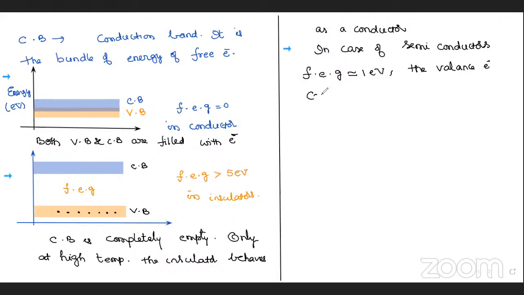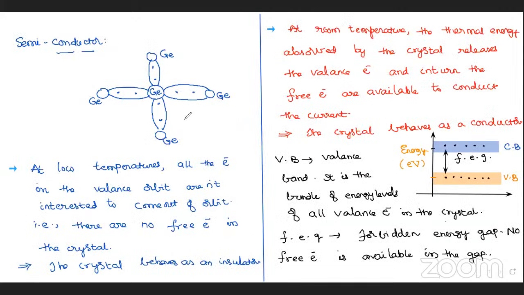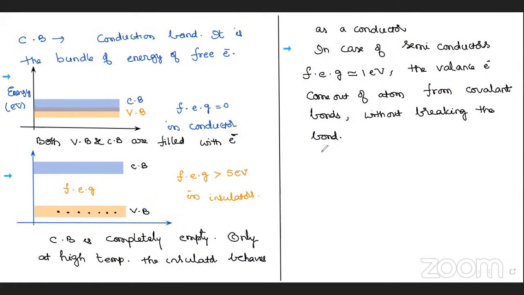And more important here, not only FEG is less, but also the valence electrons come out of the atom from covalent bonds, without breaking the bond. So there again, I'm going back to my theory. I already told that electron comes out, the bond still exists. So one electron is not pairing with another electron in the covalent bond, pairing with the empty space. So that empty space, because of vacation, who vacated that place? Valence electron.